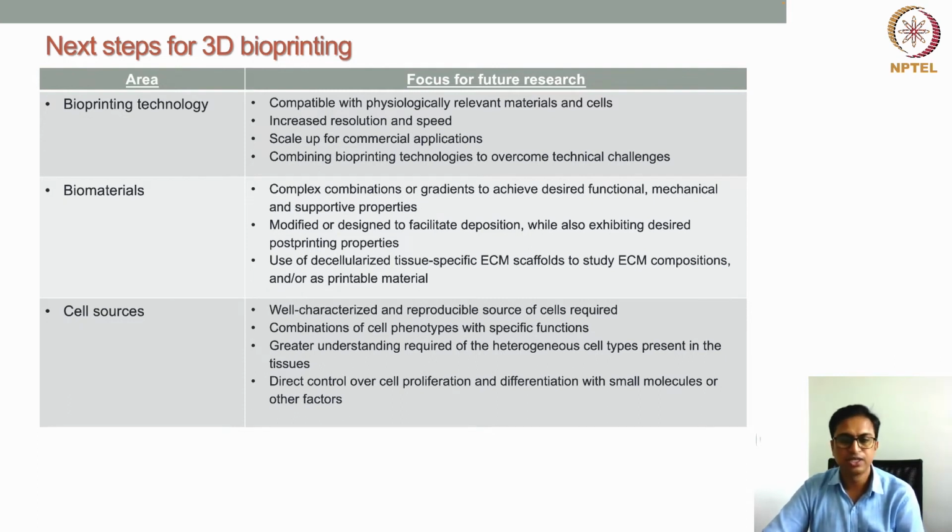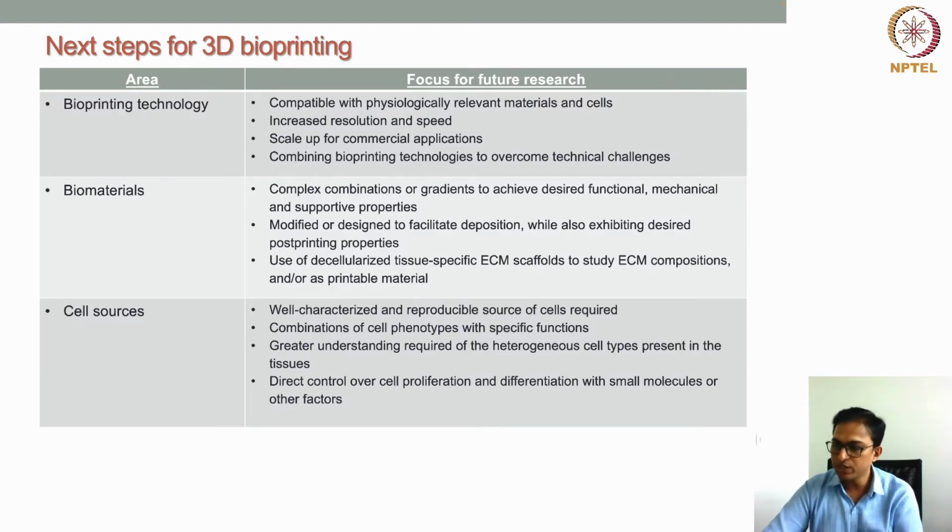All these things are there. Sometimes the different ECM molecules are present in different ratios, different order, and also in different gradients. By this way they support the cells, and sometimes the cells are also present in a gradient manner, so that a particular desired function or mechanical support structure can be possible.